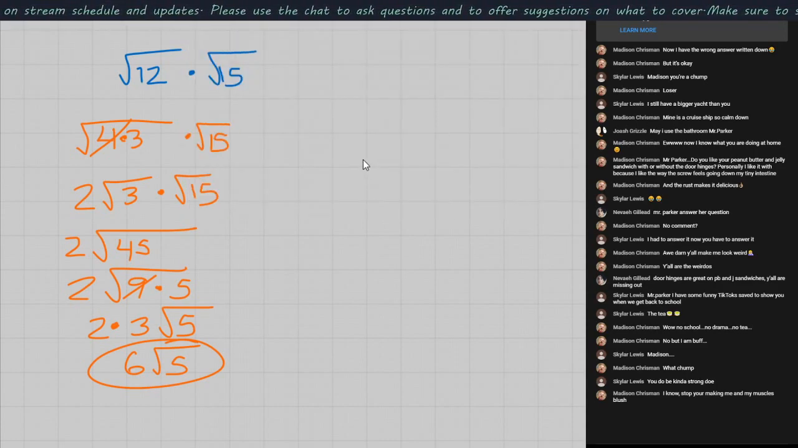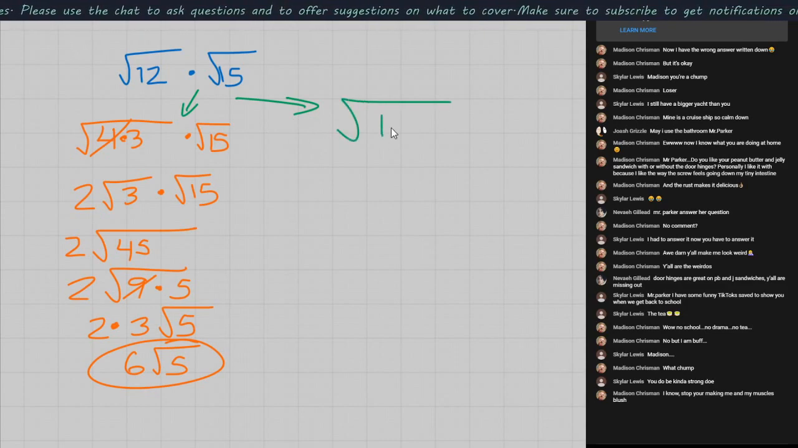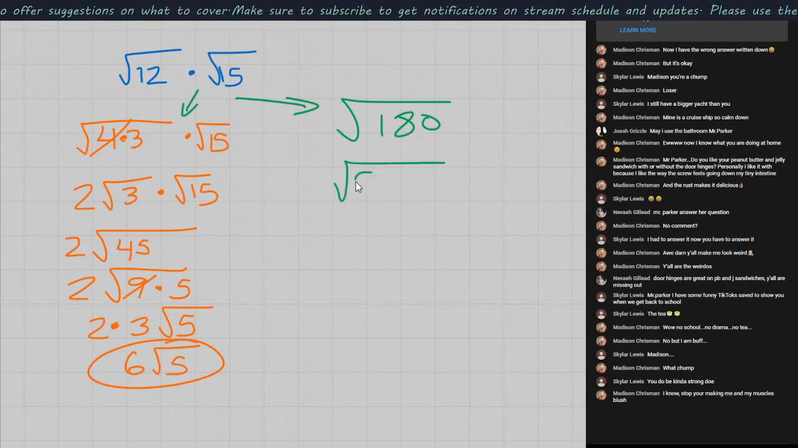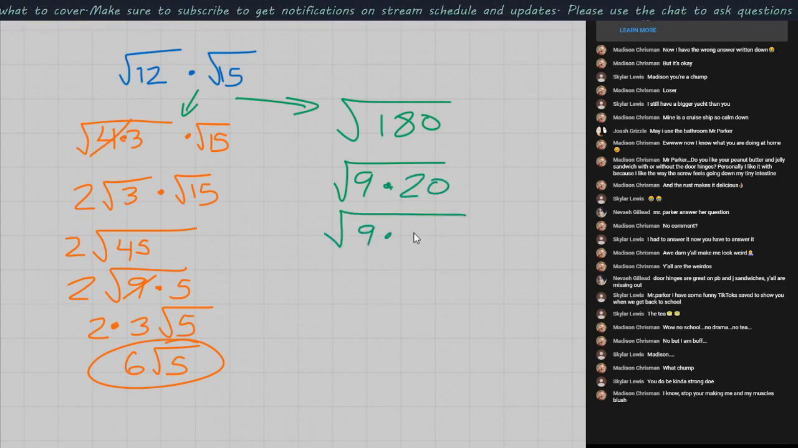So if you'd done it this way, you would have done 12 times 15. Let's go this route, so you could have done this way or this. So this would have been the square root of 180. And then at this point, you can start factoring out values. So if I take out 18, you can see here, you could have factored out a 9 times 20, and then again you can take out one more, 9 times 4 times 5.